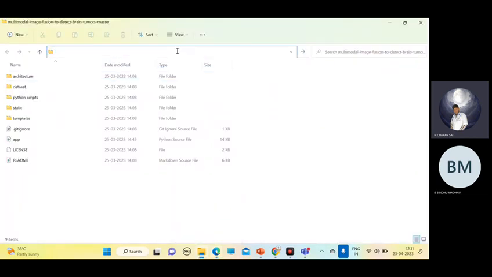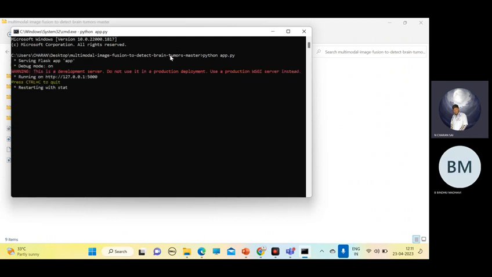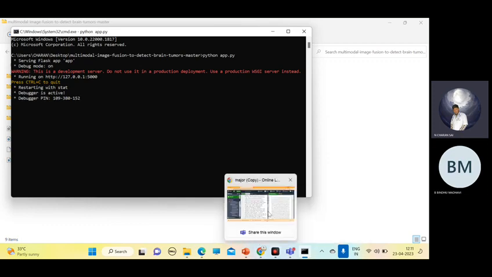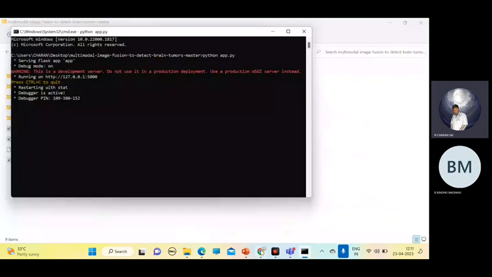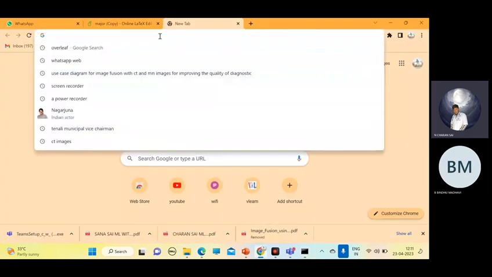Now I am trying to get the output. Type python space app.py. This is our output. Now we can copy the URL and paste it in Chrome. Paste your URL.